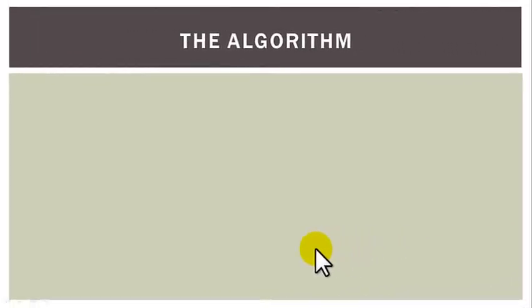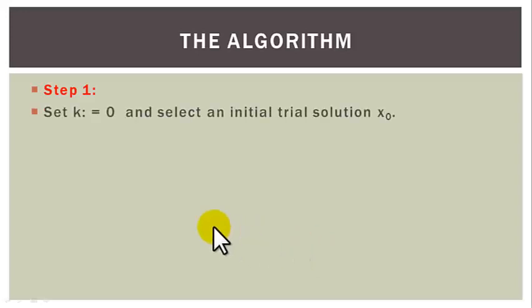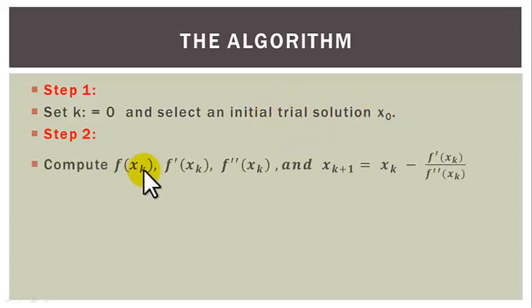The algorithm. Step 1. Set k equal to 0 and select an initial trial solution x0. Step 2. Compute f of xk, f prime of xk, f prime prime of xk, and then xk plus 1 equal to xk minus f prime of xk divided by f prime prime of xk.